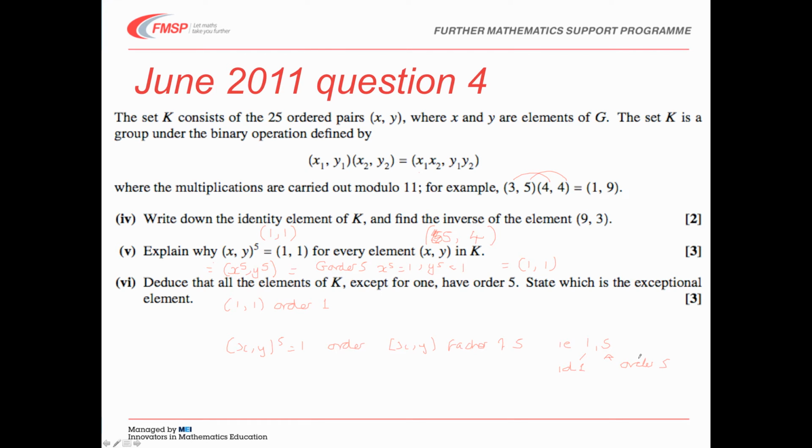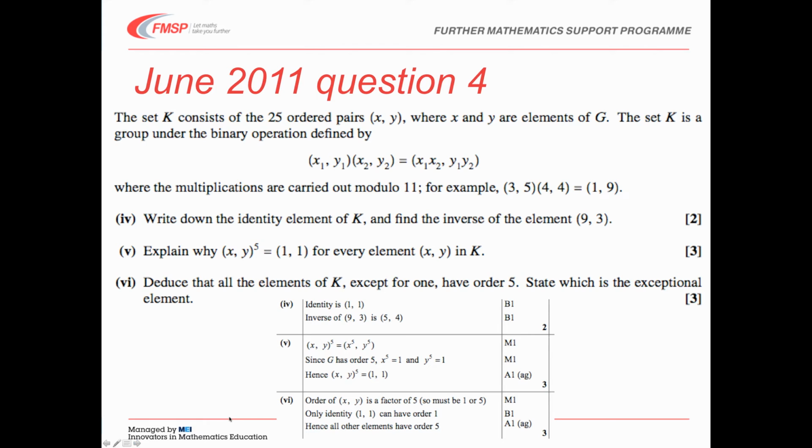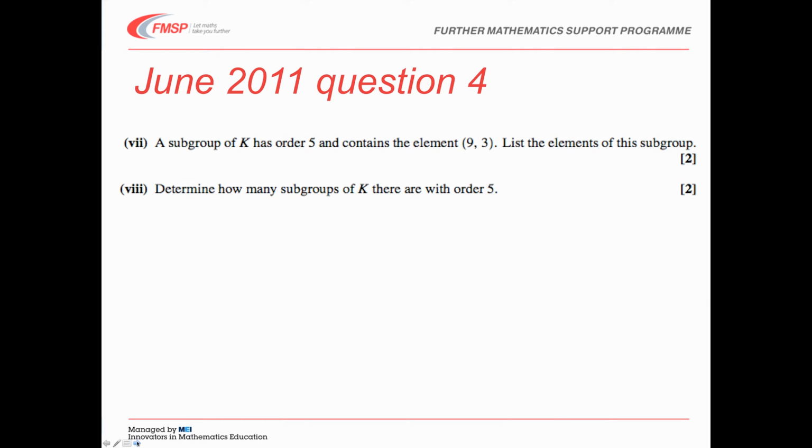Okay, so that proves that fact. And again, looking at the comments that I made there, the order of xy is a factor of 5, so you get 1. Only the identity can have order 1, and hence all the other elements must have order 5. I think for the other parts, it's fairly obvious where you get the marks in the mark scheme. And so just the last 2 sections of this question.